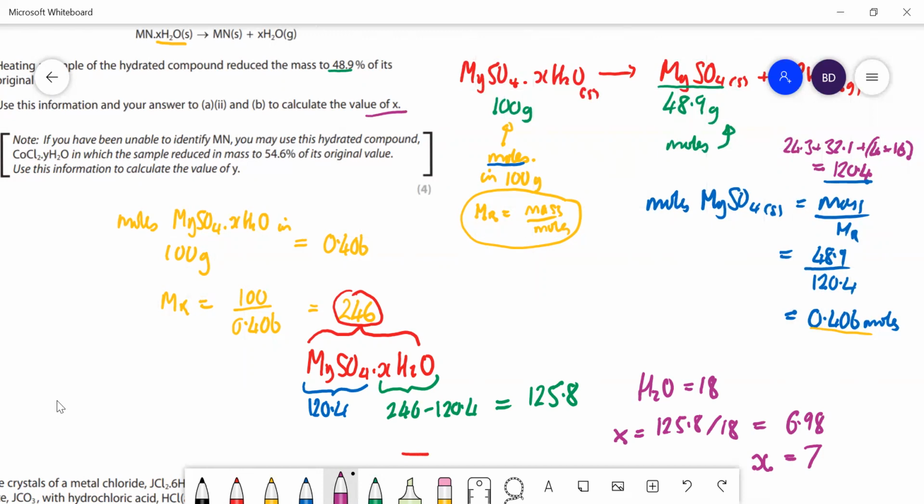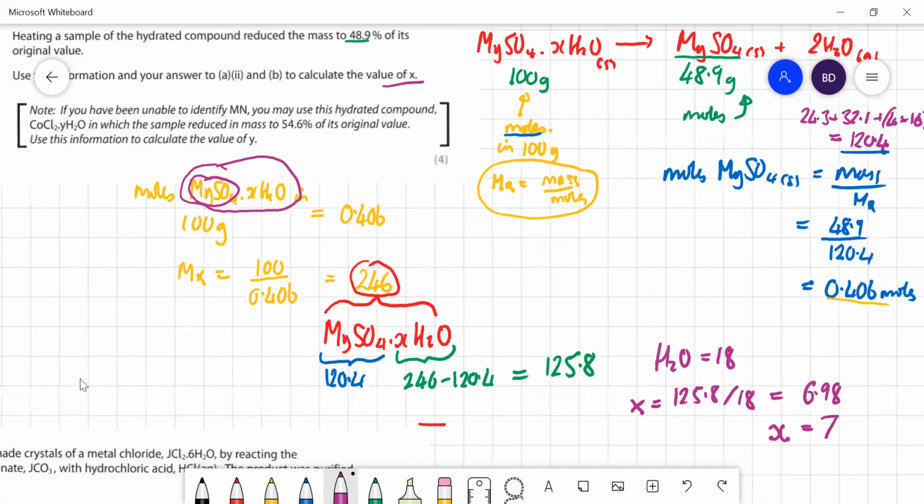Okay, that's a fairly standard thing to do. If you want to find out water of crystallization, you find out the MR of the whole thing, subtract the bit that you know, the rest is water, divide by 18. It's a fairly standard way of doing it.